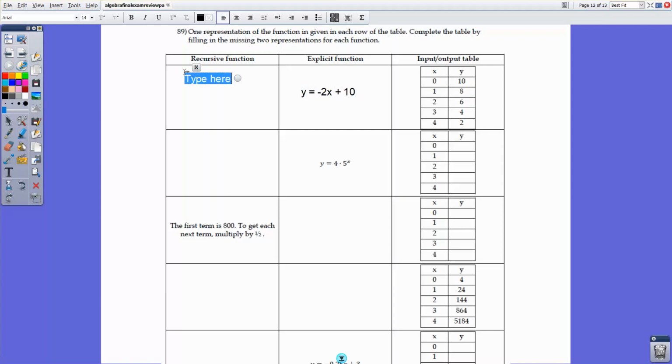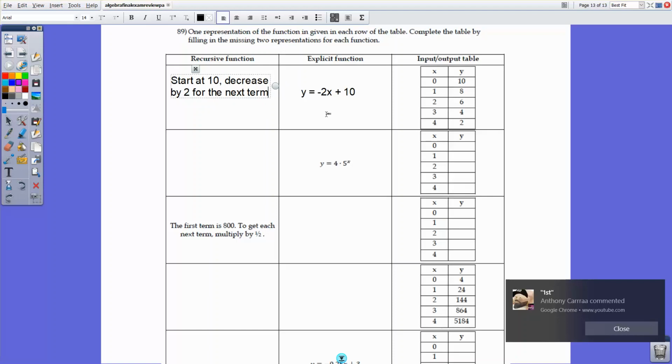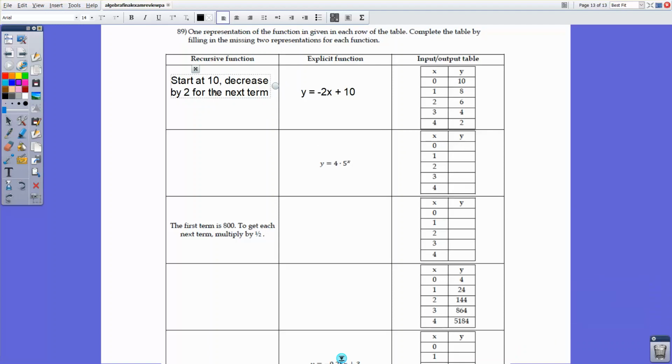The recursive function would be to start at 10, decrease by 2 for the next term. All right, and then we have here, okay, the next term. Then we have 4 times 5 to the x for our explicit function.